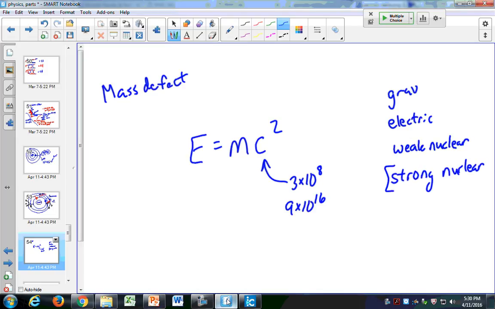The weak nuclear force is at play in different nuclear reactions, but the strong nuclear force helps to hold the nucleus together. And it is by far the strongest of the 4 forces, although it operates only over very small distances. So your particles have to be very, very close in order for that to happen. It only basically happens between protons and neutrons in the nucleus.